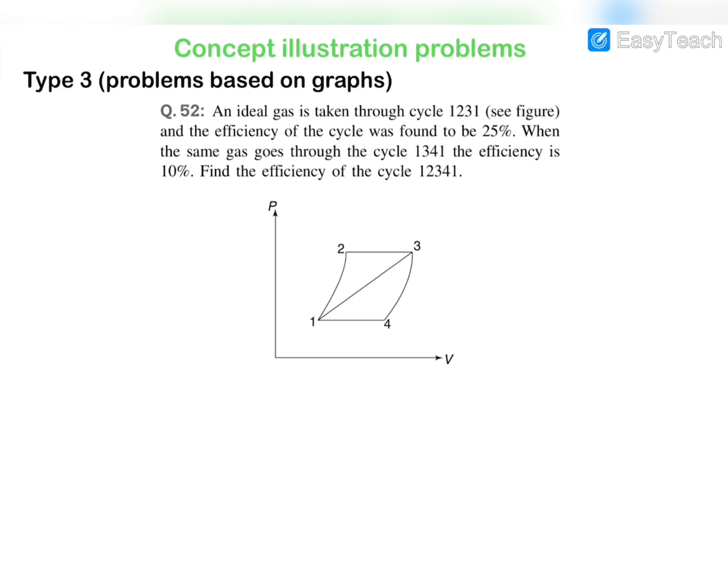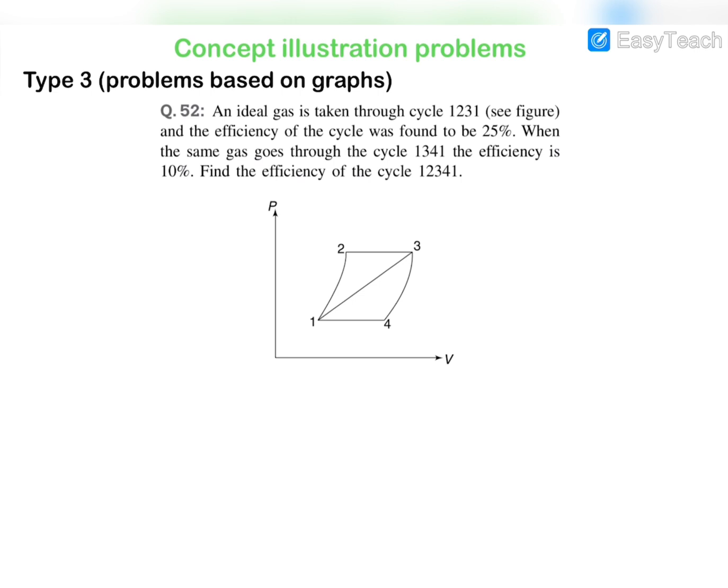In this question, you can see that this is a cyclic process and an ideal gas is going through the process 1, 2, 3, 1. And the efficiency of this cycle was 25%. And when the same gas is going through 3, 4, 1, 3, then the efficiency was 10%. So we have to find out the efficiency of the gas for the cycle 1, 2, 3, 4, 1.